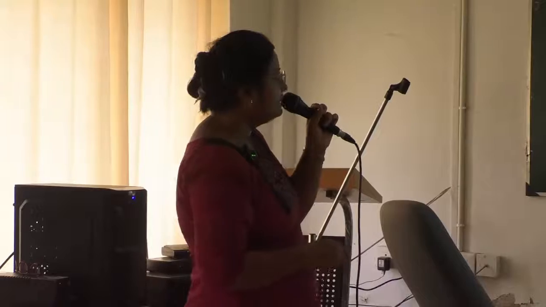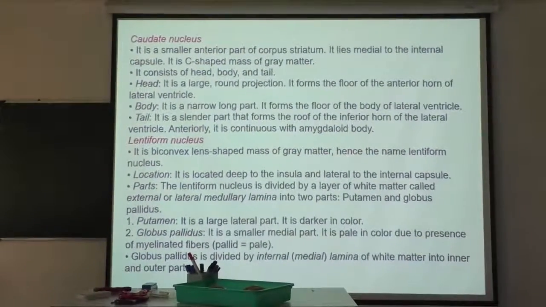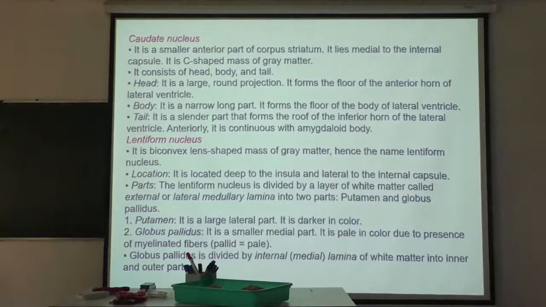Okay. Next, we go to the lentiform nucleus. It is a biconvex lens-shaped mass of grey matter, hence the name lentiform nucleus.